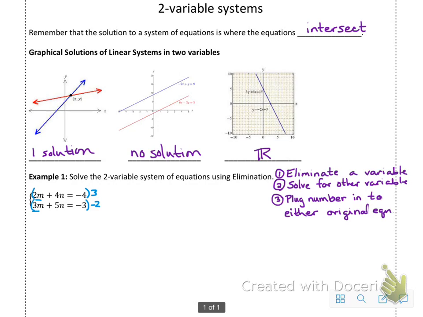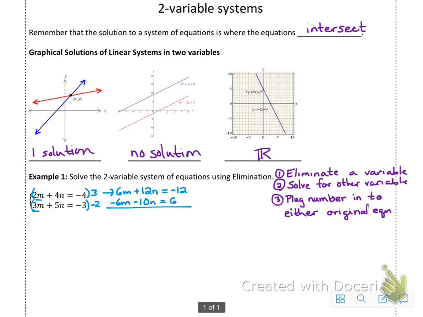So we want to come over here and write our new equation. 2 times 3 is 6, so we have 6m. 4 times 3 is 12, so we have 12n, equals 3 times 4 is also 12, but there's a negative, so negative 12. Now we multiply the bottom. So 3 times negative 2 is negative 6m. Negative 2 times 5 is negative 10n. And that equals negative 2 times negative 3, which is 6.